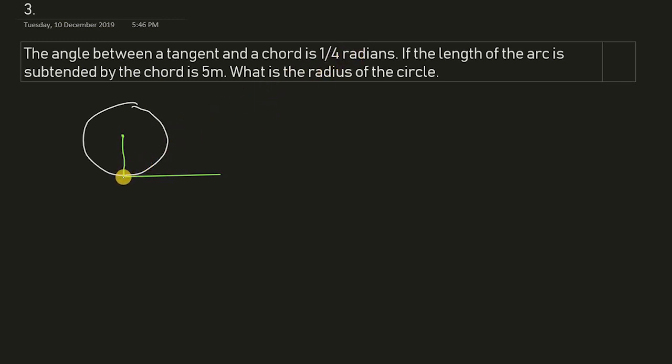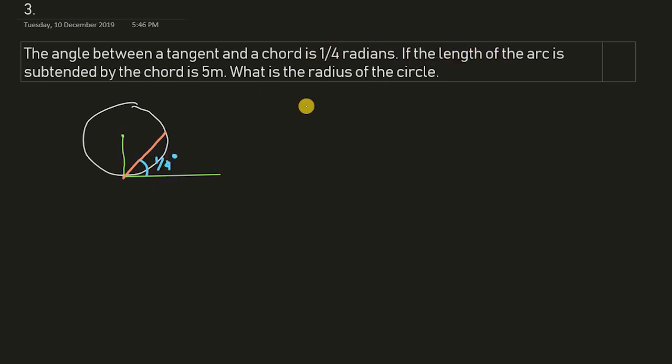So basically, I will draw a chord from this tangent, that point of tangency. Punta doon. This is the chord. This is the tangent line. And yung angle daw is 1/4 radians. Ito guys, that's 1/4 radians.